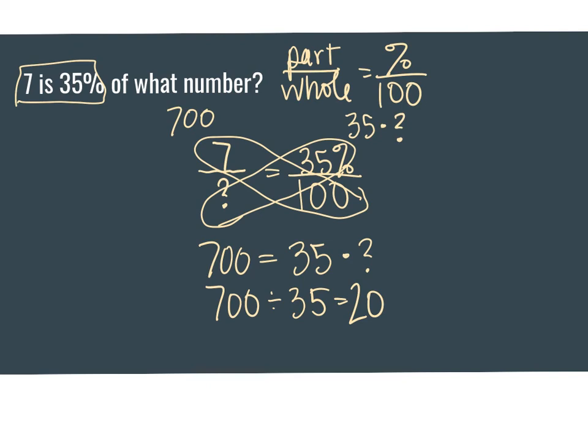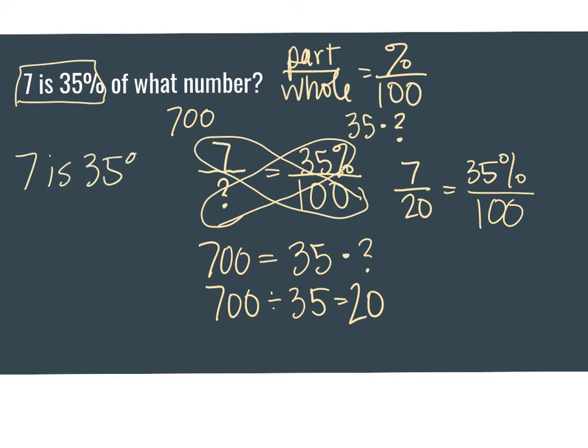So if we're filling in our fractions here, we can rewrite our fractions to say 7 over 20 is equal to 35% over 100. Or we can say 7 is 35% of 20.